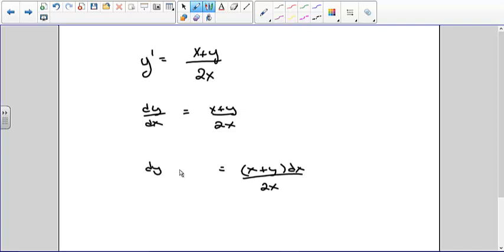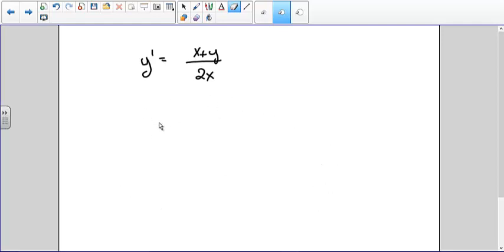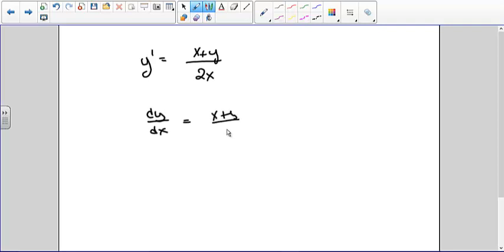But you look at it and you say, well, it's not separable, but it is a homogeneous function. So that means I should be able to use this substitution to solve the problem. So we still change y prime into dy dx. And then we're going to cross multiply. So we'll get 2x dy equals x plus y times dx.